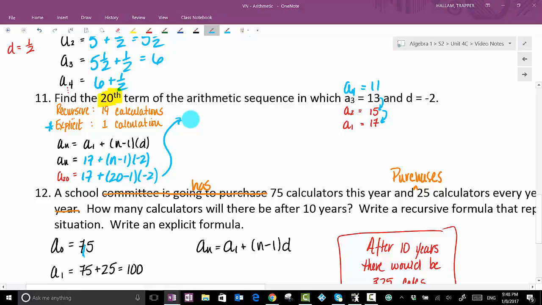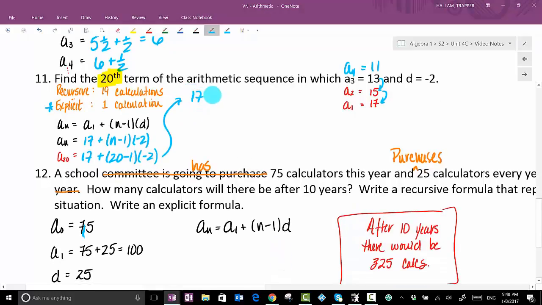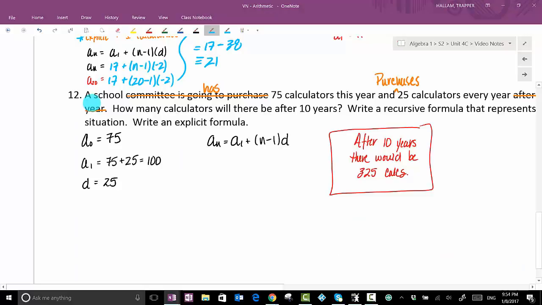Let's jump up here and finish our calculations. We've got 17, and we got 20 minus 1, which is 19. And we multiplied that by -2, which is our difference. Let's go ahead and multiply those out. We get 17 plus 19 times -2, which is -38, right? Because there's a negative there. Let's not lose that. 17 minus 38. And we find out that the 20th term of the sequence is -21.